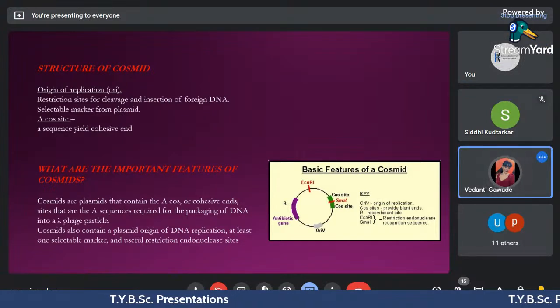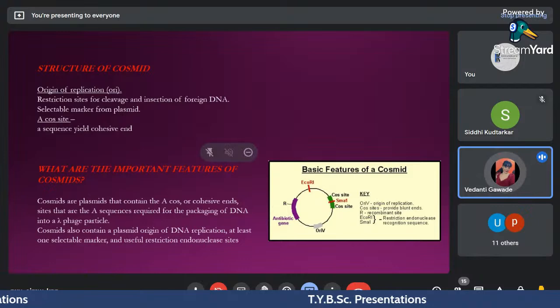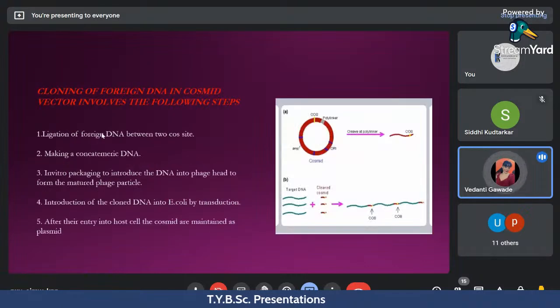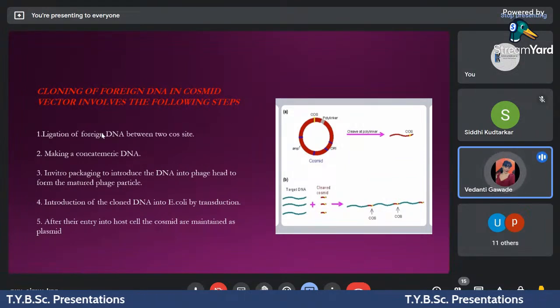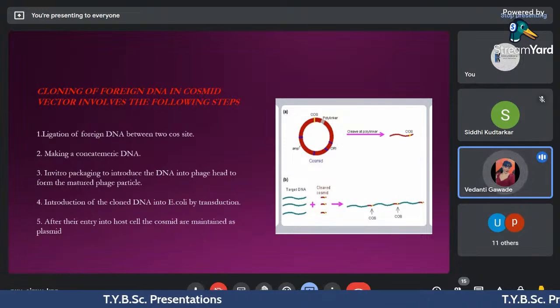Because its carrying capacity is 35 to 45 kilobase pair. Plus, it has cos sites which have sticky ends, meaning cohesive ends. So, flanking overhangs are there.